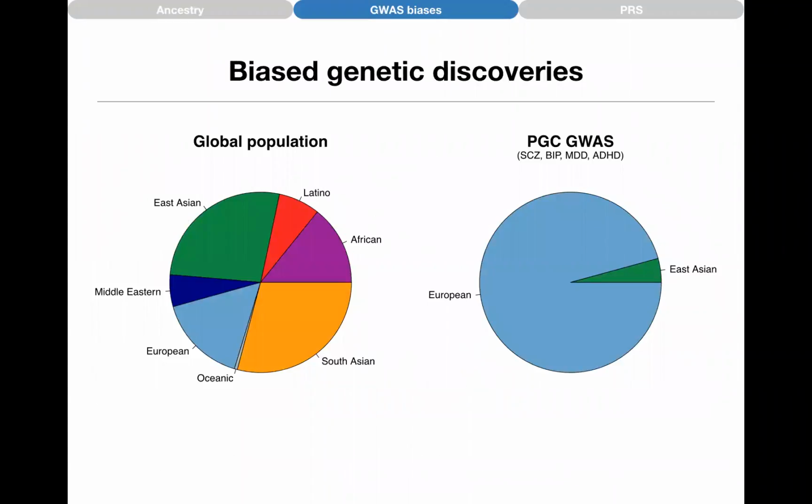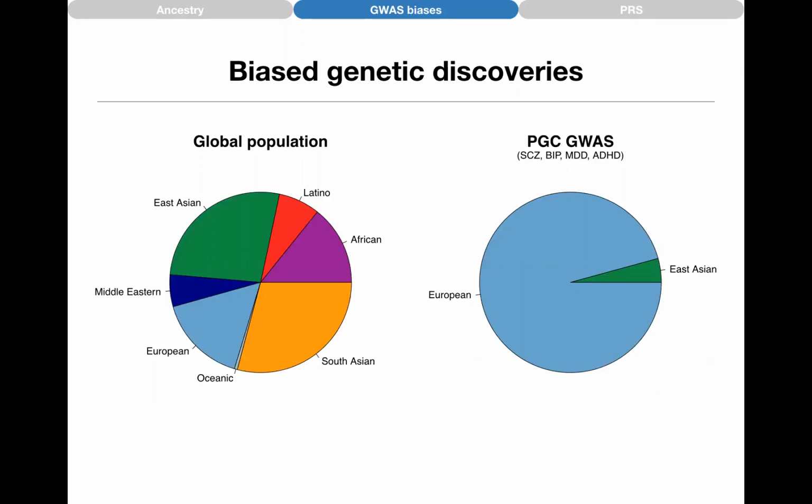What I really want to focus on in this talk, however, is the biases in genetic discoveries. On the left, you can see a pie chart showing the global populations across continental groups. There are a lot of different colors here representing different continental groups: African, Latino, East Asian, Middle Eastern, European, Oceanian, and South Asian populations primarily comprise what we know as the 7 billion people walking around the earth today.